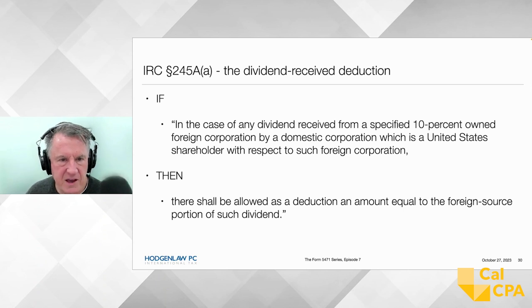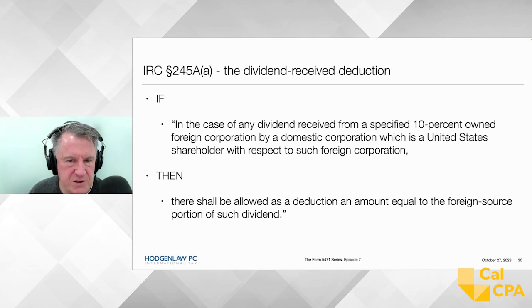So in the case of any dividend received from a specified 10% owned foreign corporation by a domestic corporation, which is a United States shareholder with respect to such foreign corporation, there shall be allowed as a deduction an amount equal to the foreign source portion of that dividend. So, the important part for us to focus on is that foreign source portion thing. But there's the simple rule.